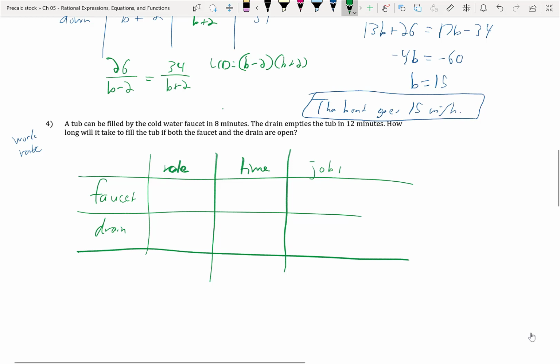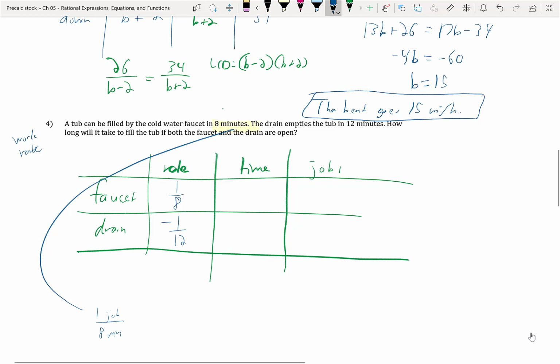So again, it says a tub can be filled by the cold water faucet in 8 minutes. That means that if I make this a rate, that is one job in 8 minutes. So the faucet's work rate is 1/8, 1/8 tubs per minute, or jobs per minute. The drain empties the tub in 12 minutes. I'm going to put that not just as 1/12, I'm going to put that as negative 1/12 because it is going in the opposite direction.